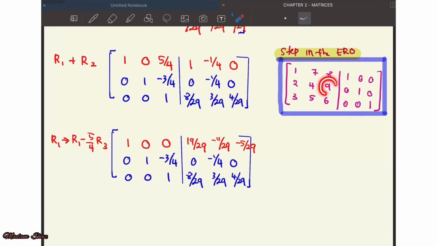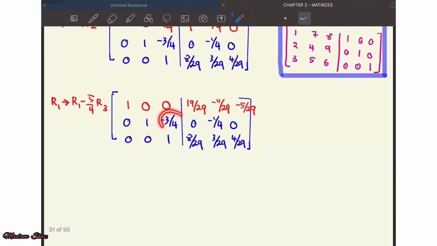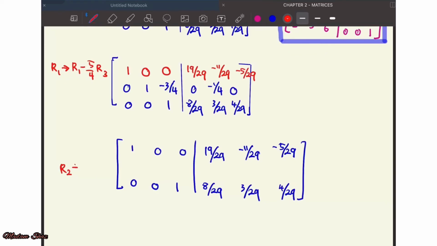So now continue to step 9. We want to change the element at position 9 to 0. We have negative 3 over 4. In order to change it to 0, it should be plus 3 over 4. So we have to multiply with row 3. Row 2 will be changed: row 2 plus 3 over 4 row 3.